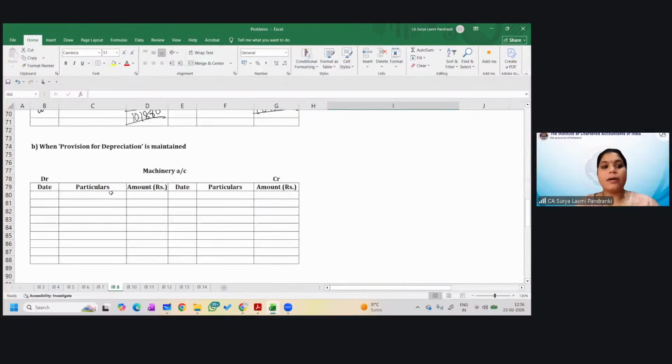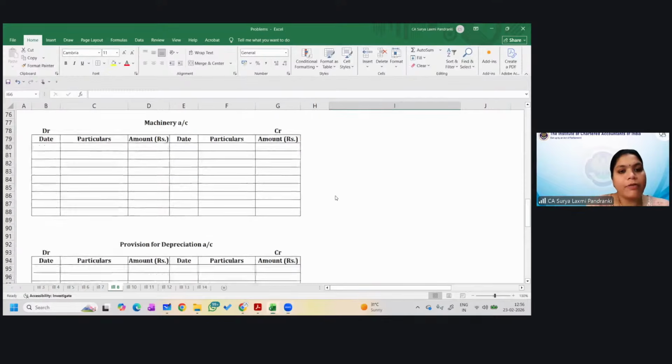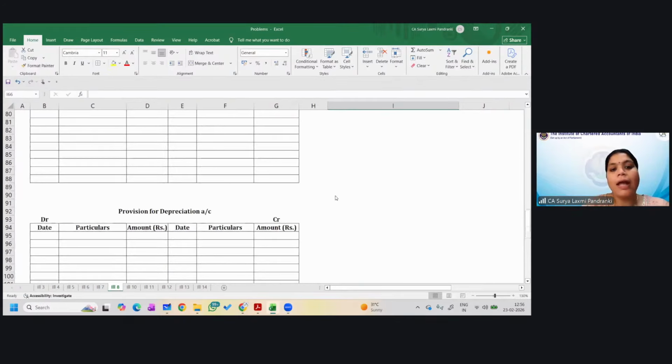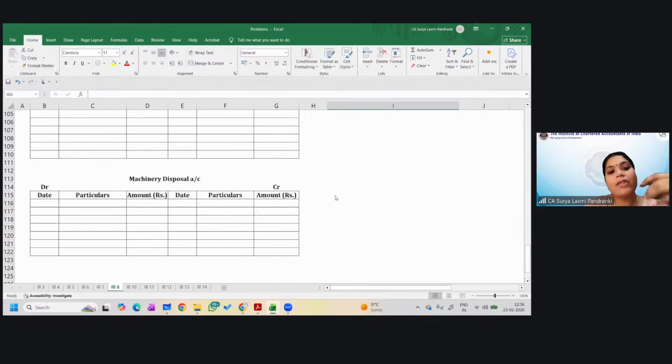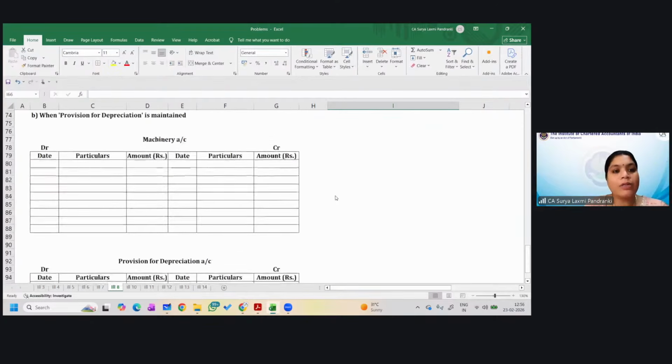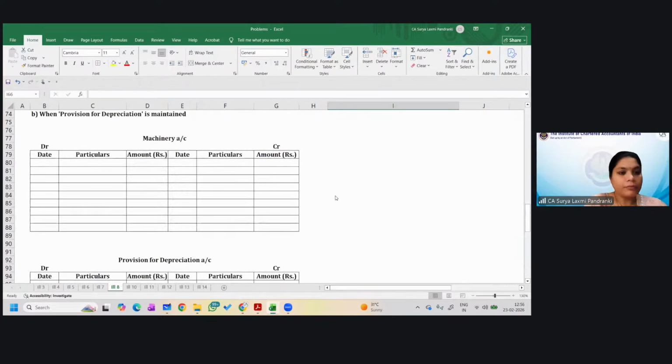Now let us do this provision for depreciation. This will be a little different, wherein how to record when provision for depreciation account is maintained. Okay, let us do this also. This will be almost similar, but a little difference will be there. So when machinery account and provision for depreciation account are maintained, you will also have to maintain this machinery disposal account, right? How this will work, let's see that.